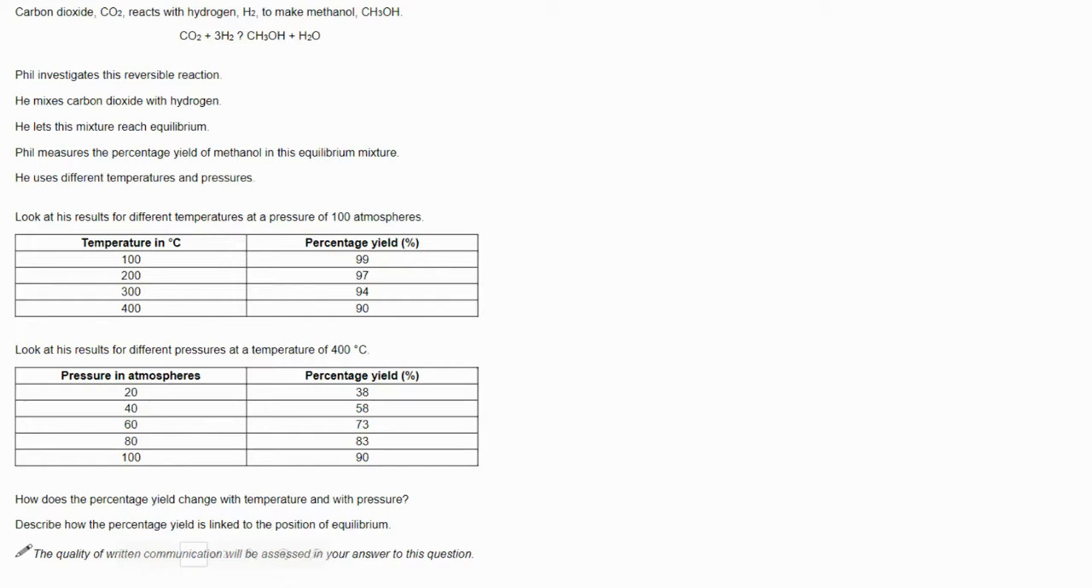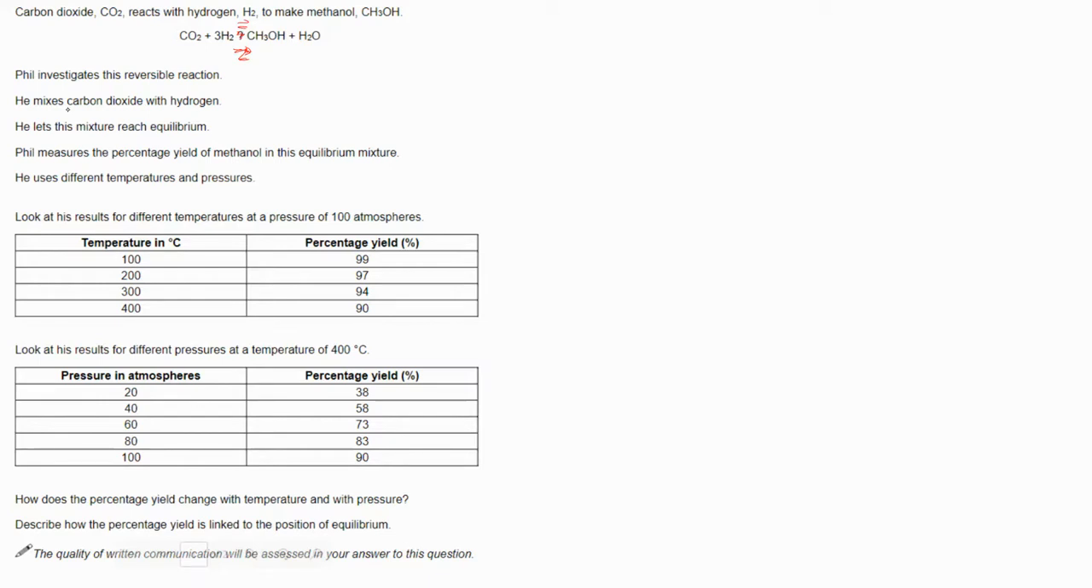So this question's talking about the reversible reaction where carbon dioxide reacts with hydrogen to make methanol. It gives you the equation here, so that question mark is just an error in the transfer. It should be an arrow, except it's a reversible arrow, isn't it? So it should be one of those.